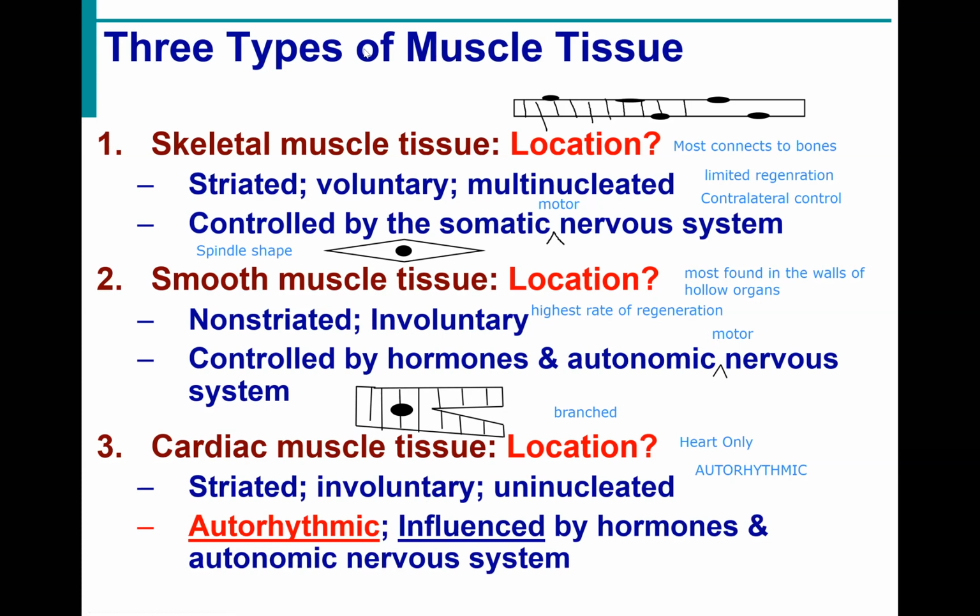Again, our autonomic motor nervous system and our hormones can modify or influence it. It can make your heart beat faster or it can make your heart beat slower. Again, it's not something you voluntarily control.